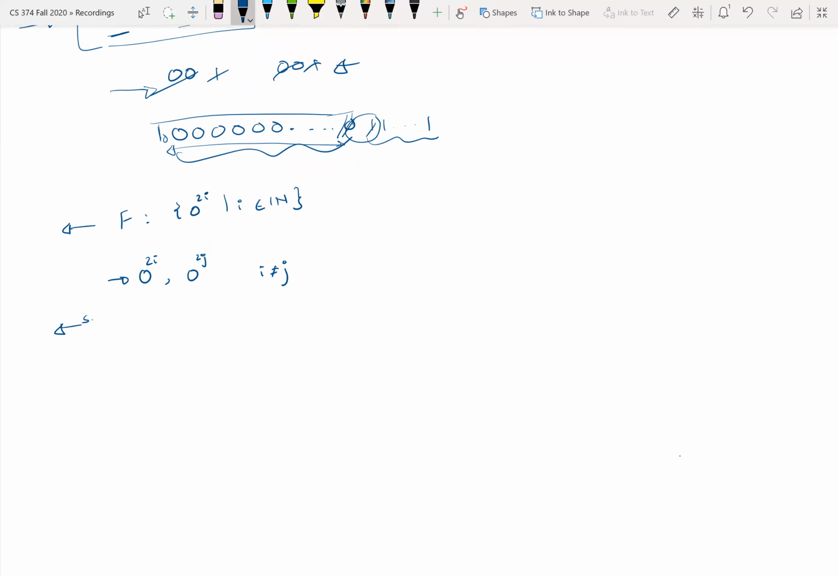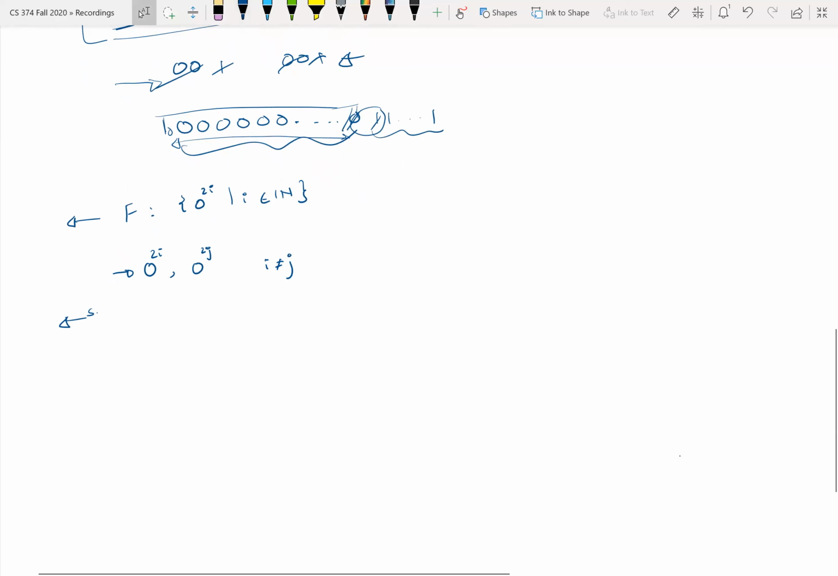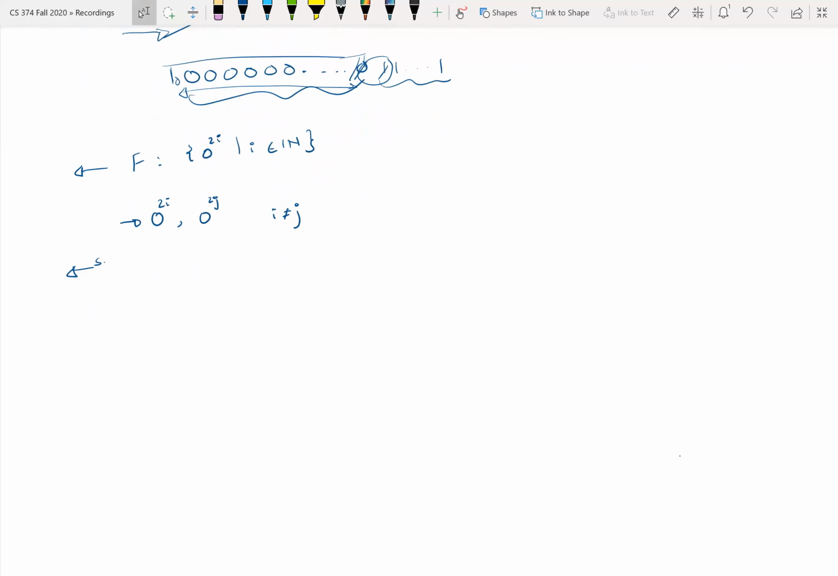I would suggest you again to pause the video for 10 seconds and think of what a distinguishing suffix should be. If you can figure out the distinguishing suffix, then I think you have understood Fooling sets, or at least distinguishing suffixes.